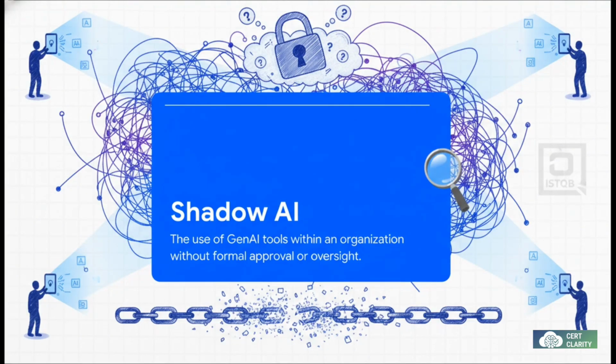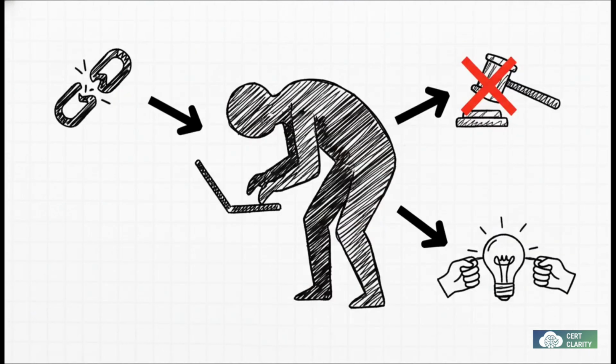This is a key term for the exam: shadow AI. It's what happens when people in the company start using public GenAI tools for their work, but without any official permission or oversight. You know, they're just trying to be more productive, but it opens up a ton of risk for the organization. And these are the reasons why shadow AI is such a big deal.